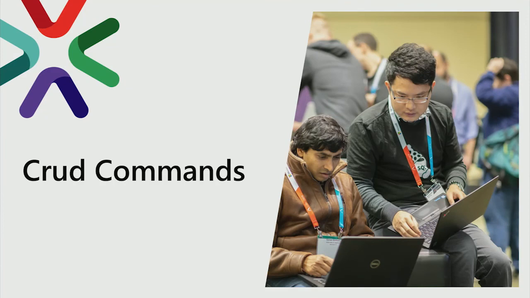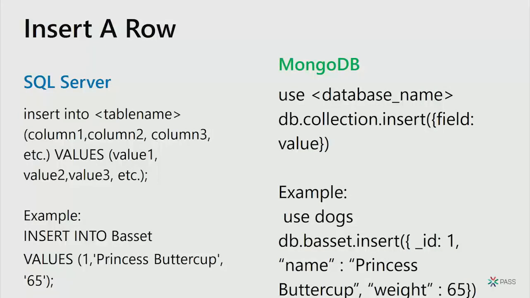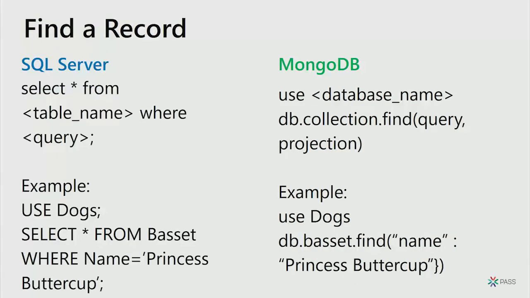Some CRUD commands. Inserting a row. So in Mongo, again, I don't have to have the database and the collection exist before I insert a row. Otherwise, it's the same basic concept of when I'm inserting. I don't have to even know all the fields, technically. Finding a record. This is just db.collectionname.find.